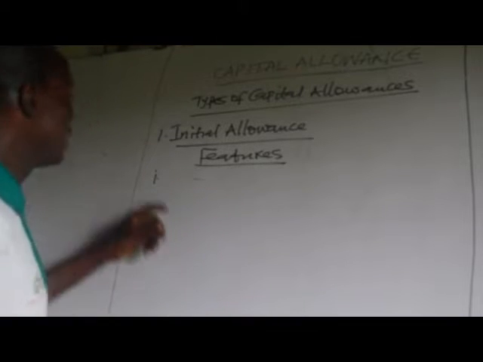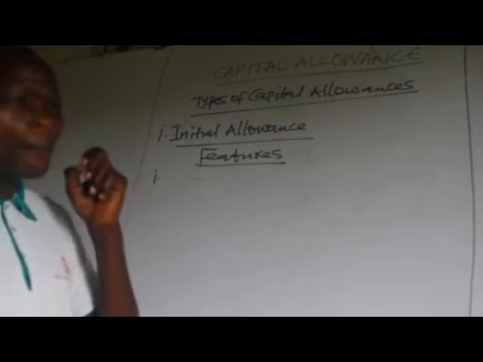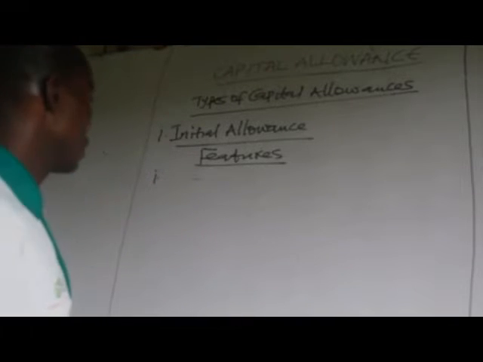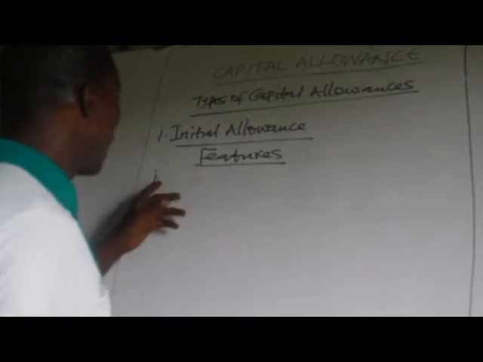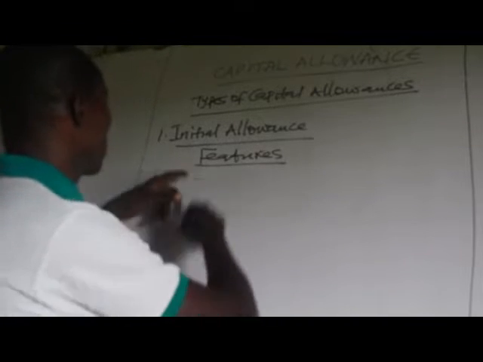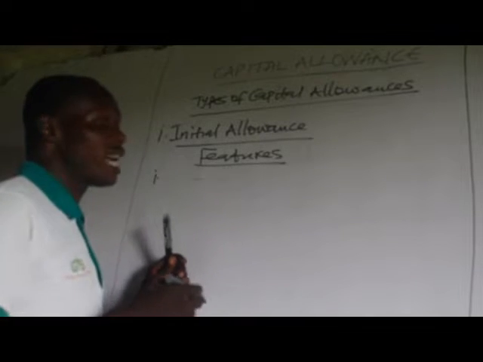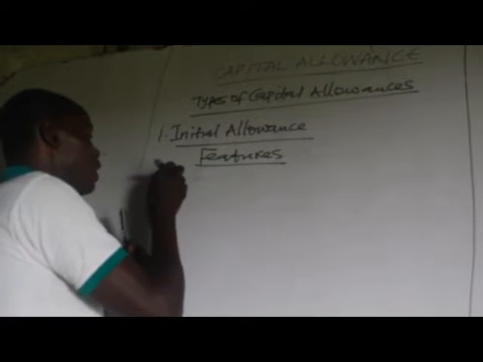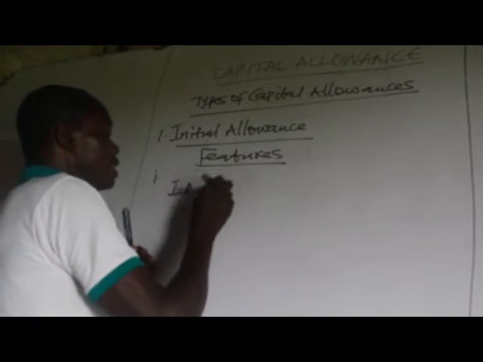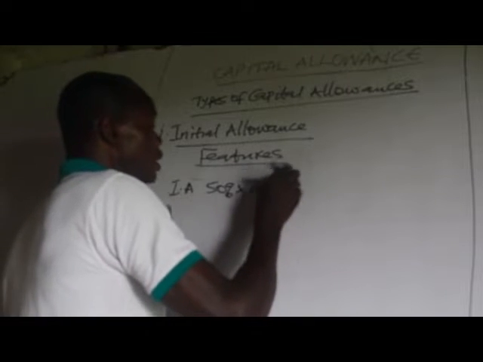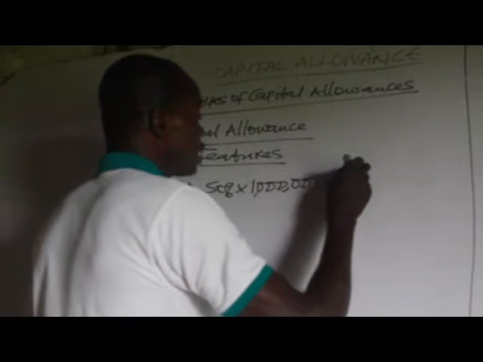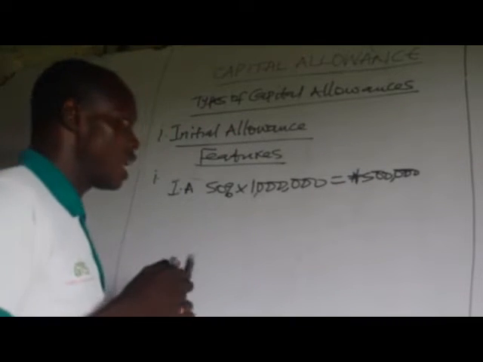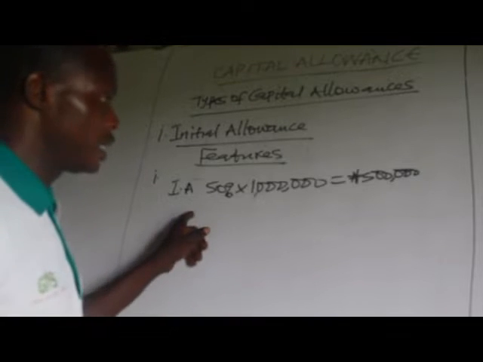Number three, it is determined by applying the initial allowance rate on the cost of the asset. Suppose the cost of the asset is 1 million naira and the initial allowance rate is 50%. Therefore, initial allowance will be 50% of 1 million, which gives us 500,000 naira. So that is initial allowance. It should never be prorated.